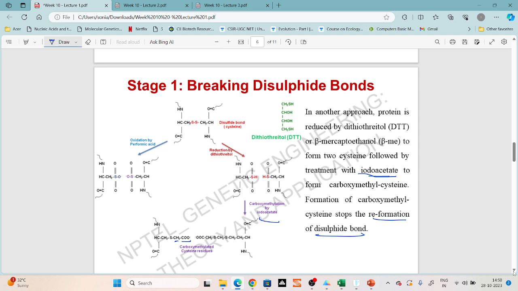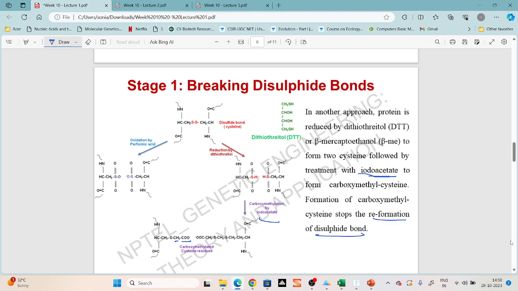Now because this carboxymethyl group is added, there are very few chances, or say no chances, of reformation of the disulfide bonds, because earlier there were very good chances that this H could be released and this could again form the disulfide bond. But now you're treating it in such a manner that the methyl group and carboxyl group are both attached to your S. So now there is no reformation of the disulfide bond. Reduction can be done by DTT, that is dithiothreitol, or you can use beta mercaptoethanol also. So the first stage when you are doing protein sequencing is that you have to break the disulfide bond. Is it clear?